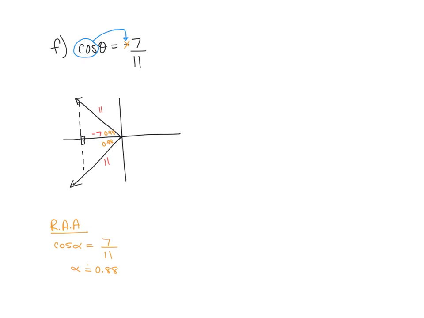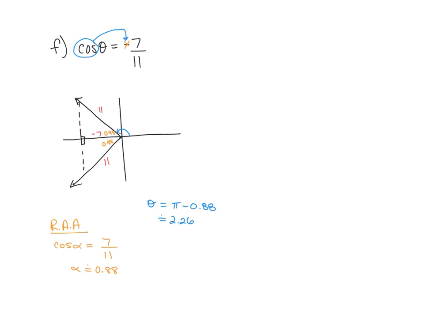To calculate our values for theta, if I start at my initial arm and I rotate to my first terminal arm, I am 0.88 shy of a pi rotation. So I'm going to take pi minus 0.88, which will give me approximately 2.26 radians. So my first angle is approximately 2.26 radians.